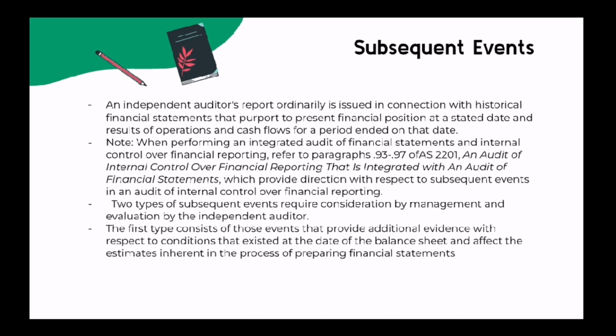There are two types of subsequent events that require consideration by management and evaluation by the independent auditor. The first type consists of those events that provide additional evidence with respect to conditions that existed at the date of the balance sheet and affect the estimates inherent in the process of preparing financial statements.